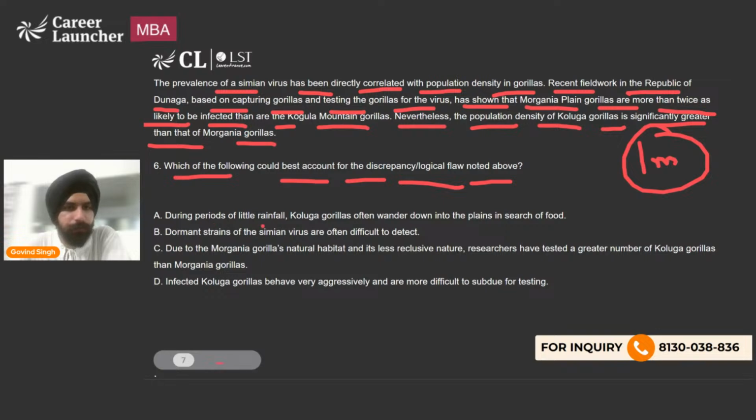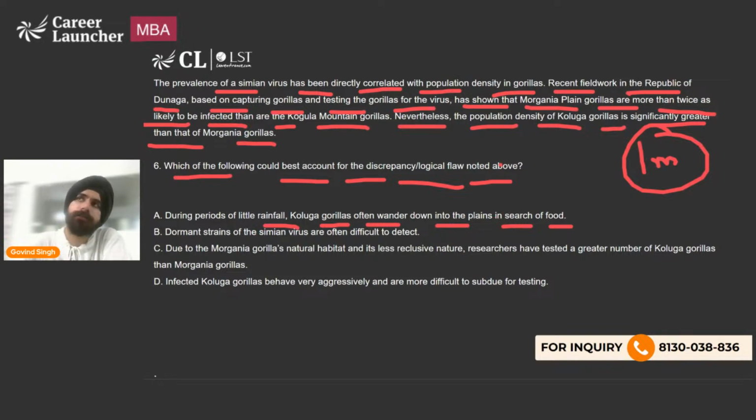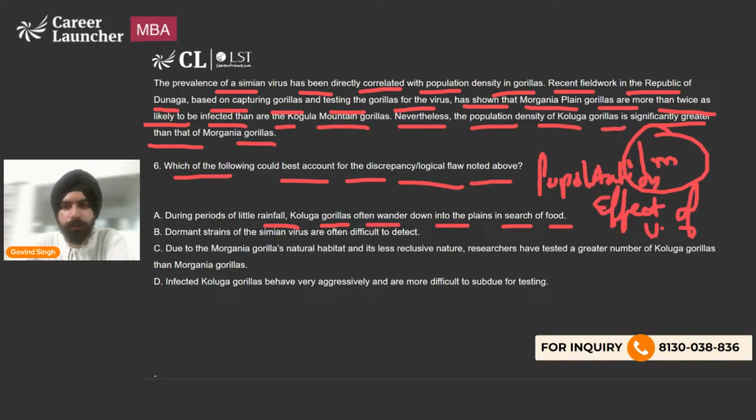A says during periods of little rainfall, Kaluga gorillas often wander down into the plains in search of food. Now, this is going beyond the premise. Our argument is more related to the population density and the effect of the virus on the gorillas. This is going a little bit off track. In rainfall they come into the plains, so it does not seem to be the right reason for the logical flaw.